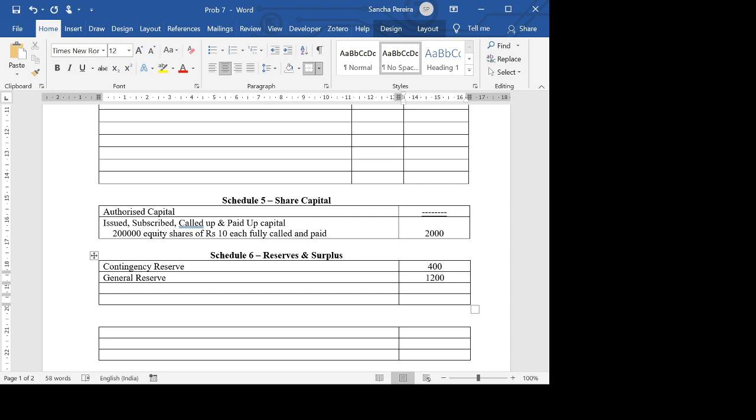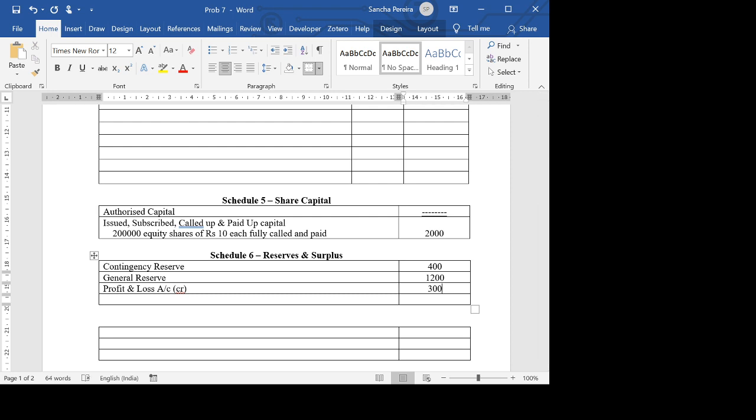And we have another one, that's a profit and loss account credit balance. If it's a debit balance, it's a separate item in the balance sheet. But if it's a credit balance, it comes as part of reserves and surplus. Profit and loss account is 300.